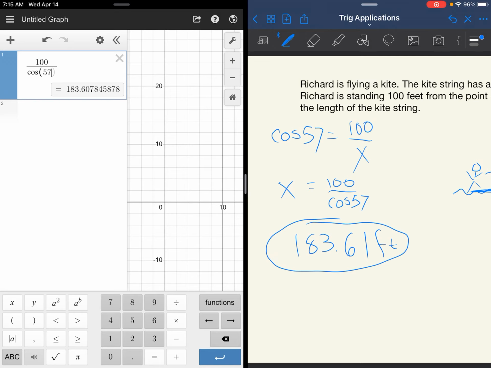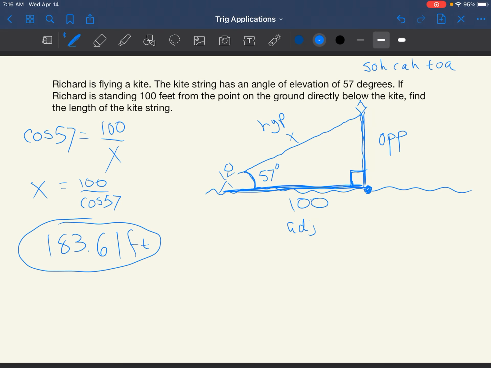Okay. And that seems reasonable for a kite string. So always make sure that the answers you get are reasonable. For instance, if I got like 5 feet there, that's probably not the answer, because a kite string's probably going to be longer than 5 feet. Or if I got like several thousand feet, you probably know that's wrong too, because a kite string is probably not going to go out that far. But 183.61 feet, that seems reasonable. That is the length of my kite string. Okay, that's that problem right there.